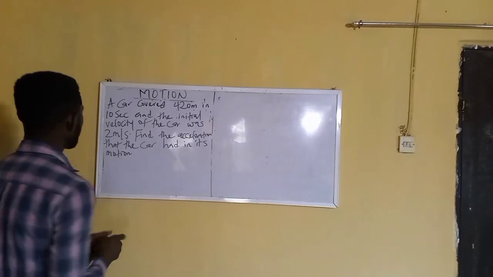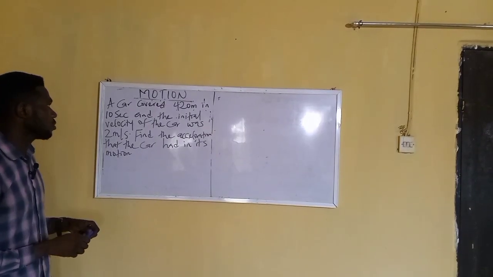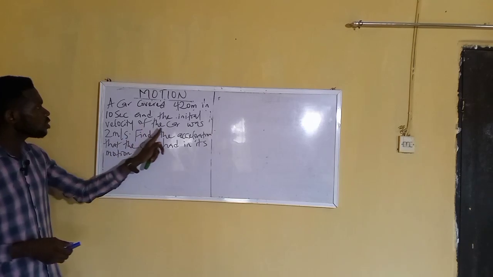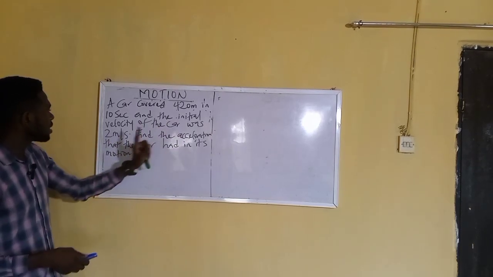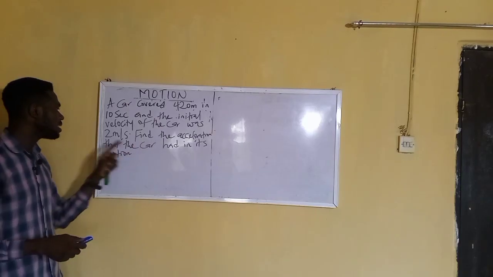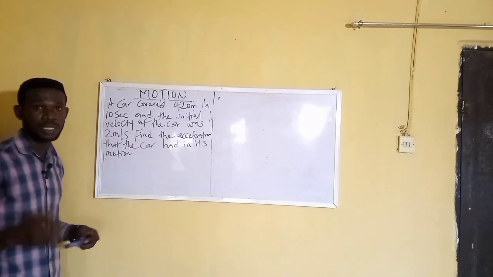Now let's consider this question. A car covered 420 meters in 10 seconds, and the initial velocity of the car was 2 meters per second. Find the acceleration that the car had in its motion. How do we carry out this question? First things first is what? To write out the parameters.